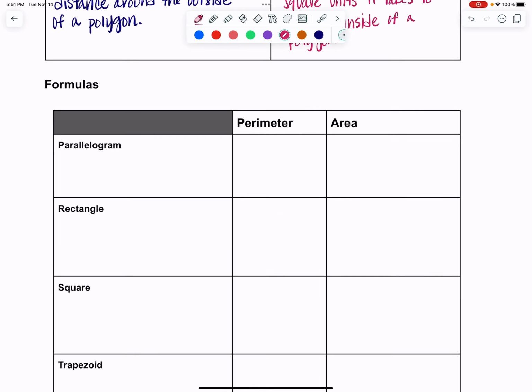So while we do these, we are going to review what the shapes look like. We're going to label some of them so that our area formulas make sense. Perimeter, I hope you start to see a pattern.